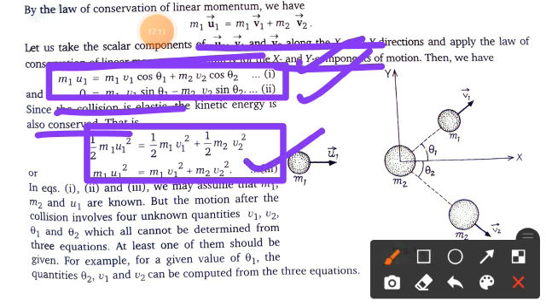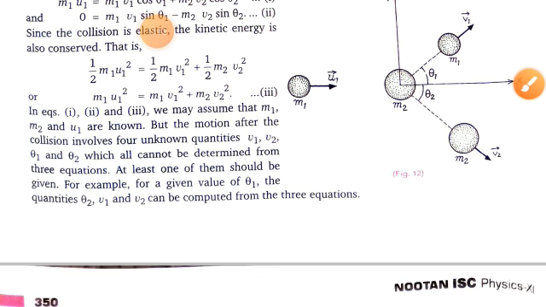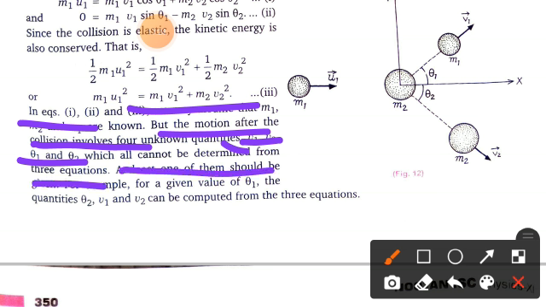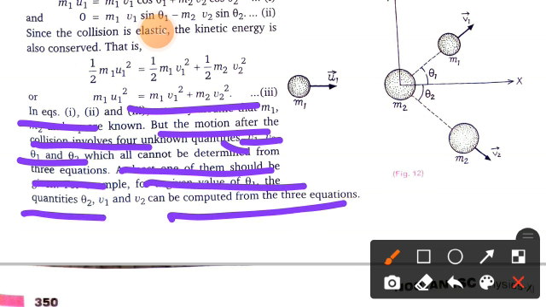So you can see that this is the expression for the kinetic energy, and this equation comes out to be the third one. From equations 1, 2 and 3, we may assume that m1, m2 and u1 are known, but the motion after the collision involves 4 unknown quantities, which are v1, v2, theta1, theta2, which cannot all be determined from these equations. So at least one of them should be given. For example, for a given value of theta1, the quantities theta2, v1 and v2 can be computed from the equations. Clear?